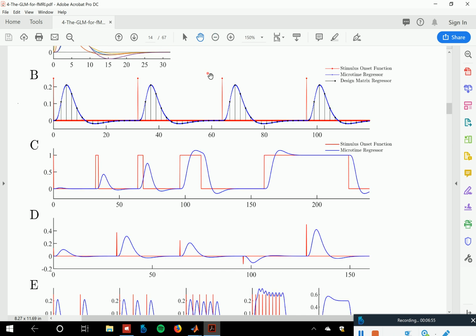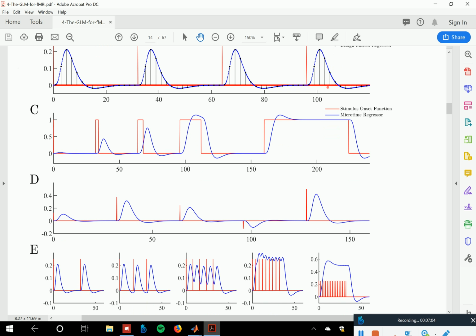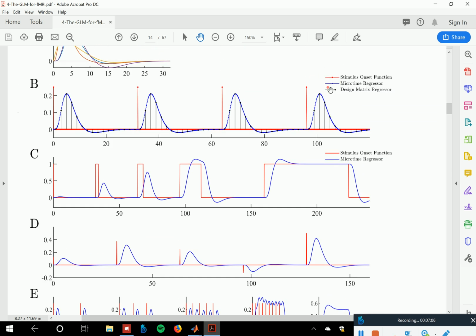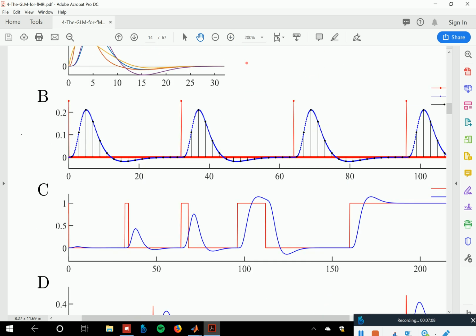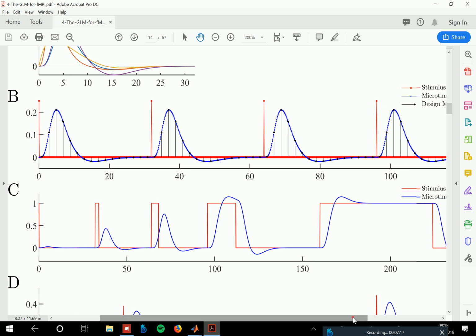So that's convolution at the micro time and then subsampled for the design matrix regressor. That's a more technical thing. The question then is what qualitatively happens, and this is something one could study also analytically. So I always invite everyone to do a master thesis on this, so to study analytically how this canonical hemodynamic response function convolution business relates to the intuition of stimulus onset functions.